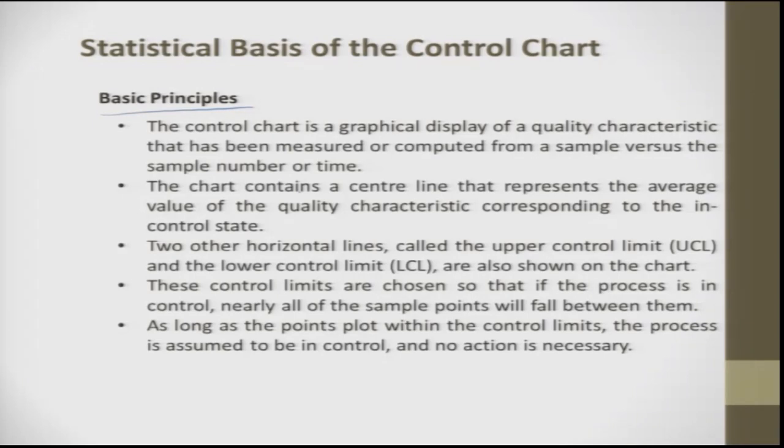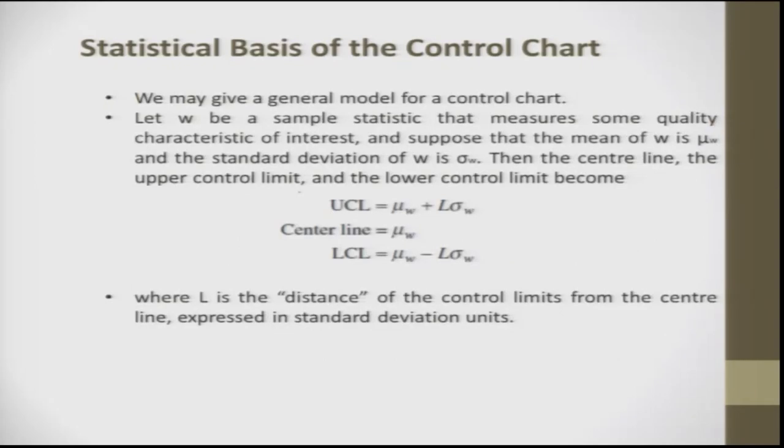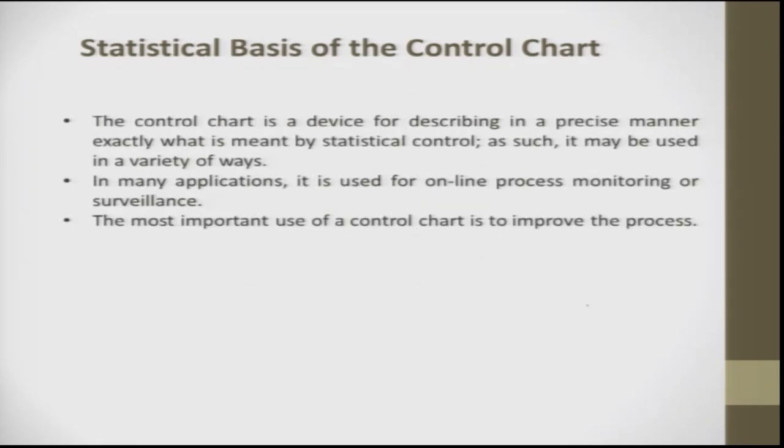So, you have an upper control limit and a lower control limit, and the deviation has to fall within that only. The upper control limit is nothing but mu W plus L sigma W, where W is the sample statistic that measures some quality characteristic of interest, the mean of W is mu W, and the standard deviation is sigma W. This is the center line. L stands for the distance of the control limits from the center line. The statistical basis of the control chart.